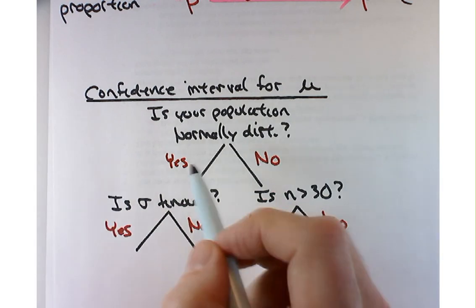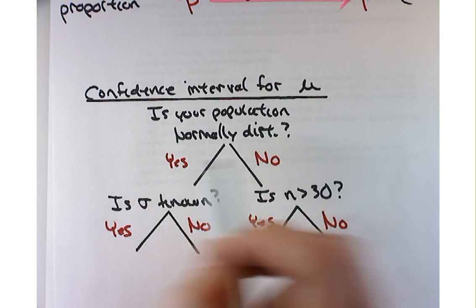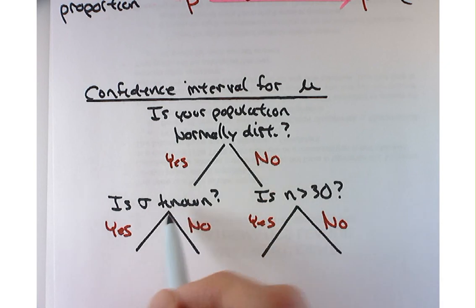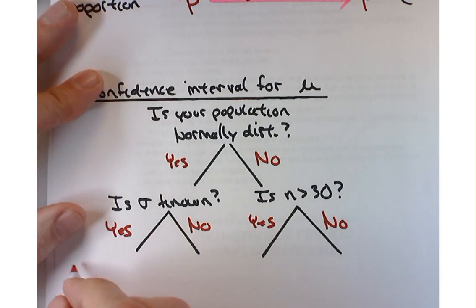The first question you have to ask of your data is, is it normally distributed? If it is, great, then you've got a follow-up question. If it's normally distributed, do you know what sigma is? Well, if you do, again, great. If both of these questions are yes, then you're going to use a z distribution.